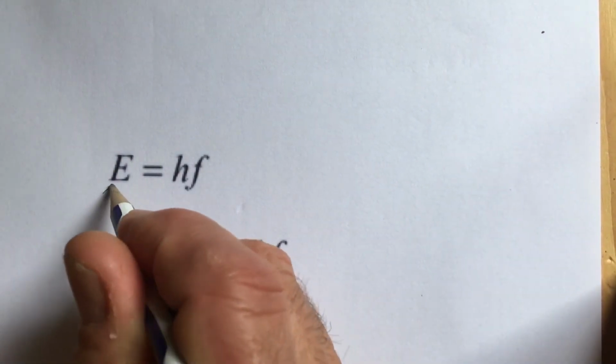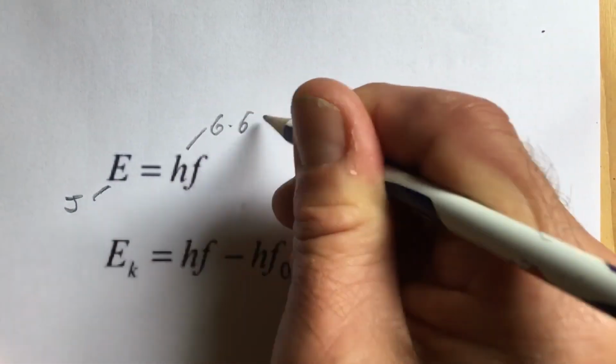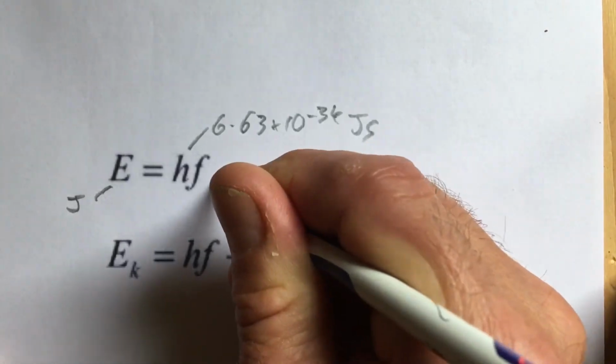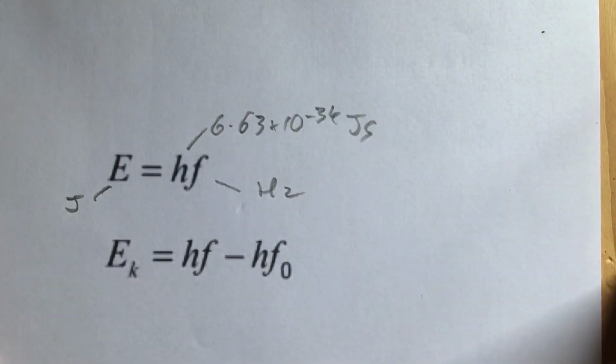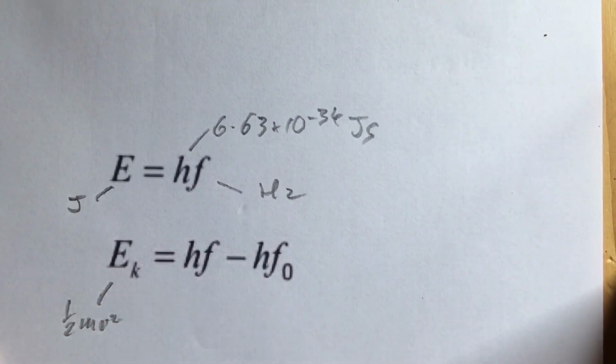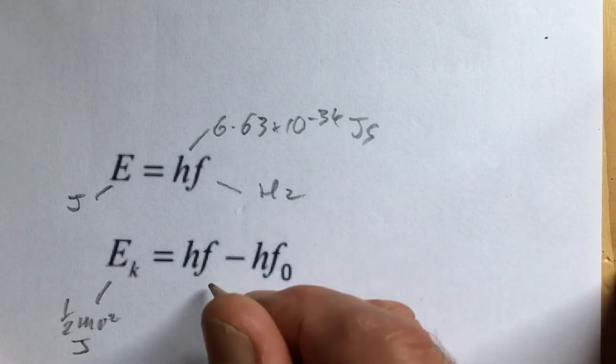So the SQA has these two equations on your formula sheet like this. That's the photon energy in joules. That's Planck's constant, 6.63 times 10 to the minus 34 joule seconds. That's the frequency of a photon in hertz. That's the kinetic energy, half mv squared, for the electron that's emitted. That would be in joules.